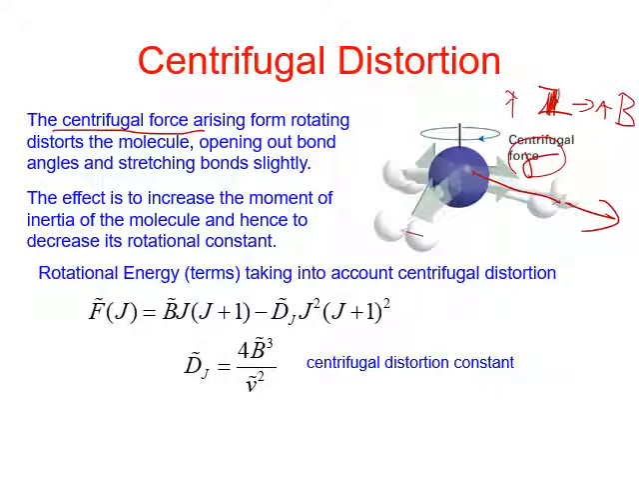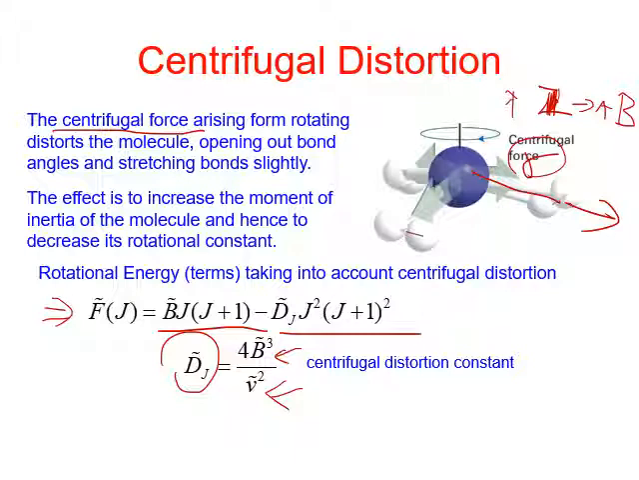So this is the rotational energy that takes into account the centrifugal distortion. The first term comes from the rigid rotor, and the second term is the centrifugal distortion. D is called the centrifugal distortion constant, which is affected by the rotational constant and also the vibration frequency.